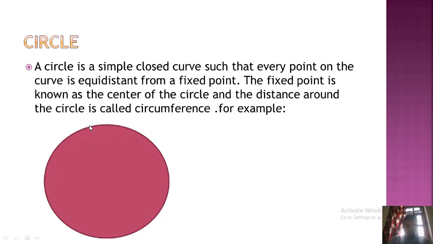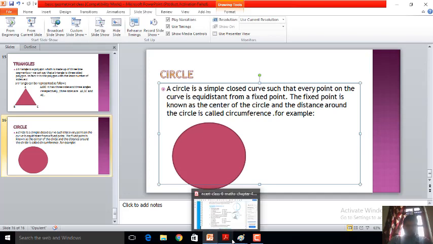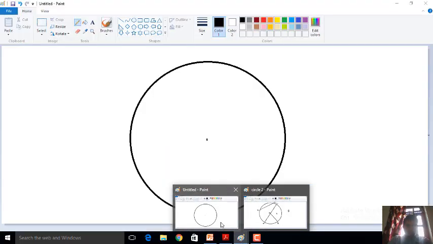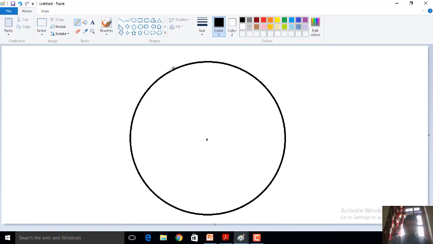For example, this is the specimen of the circle. I am going to explain it through Microsoft Paint app. So this is a circle. It is a simple closed curve because every point on the curve do not cross each other, or we can say that part of the curve do not cross each other. That is the reason it is simple curve. Secondly, every point on the curve is equidistant from a fixed point. That fixed point is known as center of the circle. Fixed point is O. It is known as center of the circle.